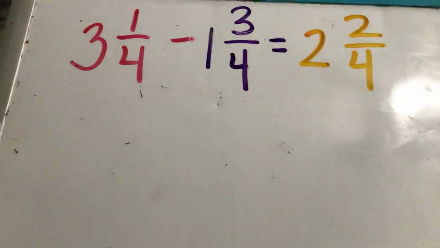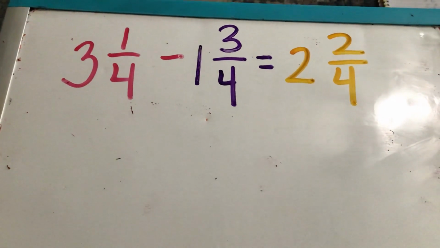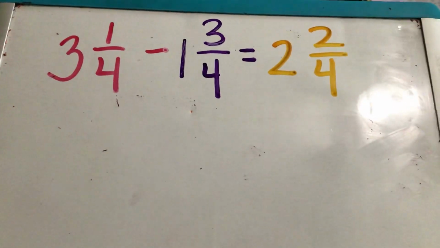Okay, let's take a look at number 2. Number 2 is 3 and 1/4 minus 1 and 3/4. And your answer was 2 and 2/4.